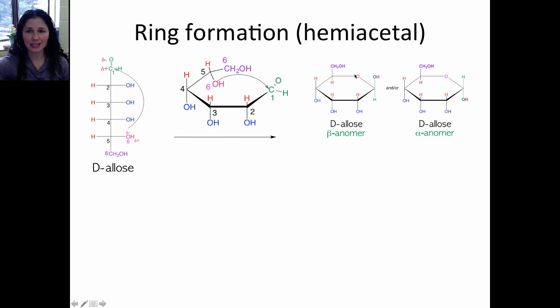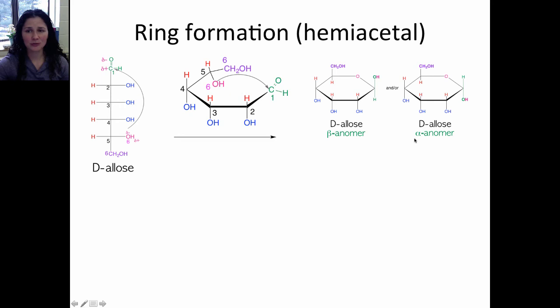This is what it looks like. Oxygen 6 here is this oxygen. Carbon number 1 here is this carbon. This oxygen is here, and the hydrogen has transferred from this oxygen to this oxygen here. So I made a new bond between carbon number 1 and oxygen number 6. Oxygen number 6 has lost its hydrogen, and it has been transferred to the oxygen that was on carbon number 1. Now there is only a single bond between carbon 1 and its oxygen.